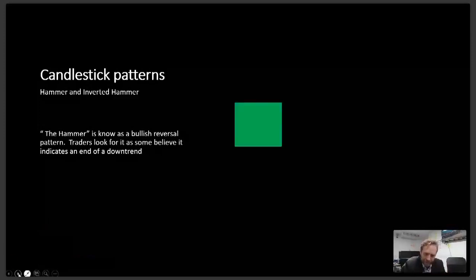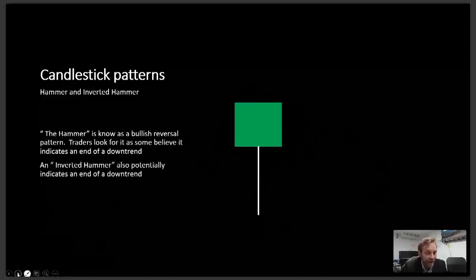It looks like this. A bit like a lollipop, maybe. But yeah, it looks like a hammer. So you've got the small body of the candle and a long wick below it. Basically, they look for this pattern with the idea that if they see it at the end of the downtrend, it could potentially hint that the market is about to change and go in the opposite direction.